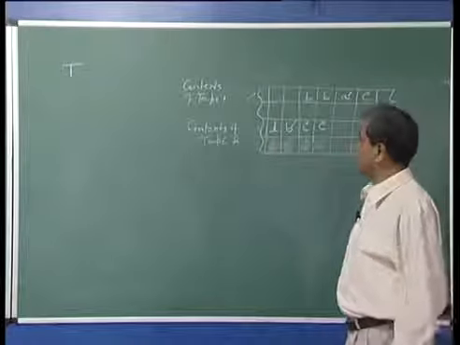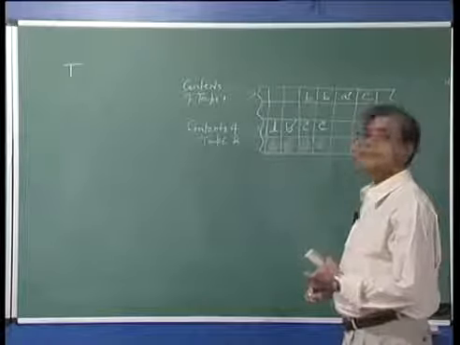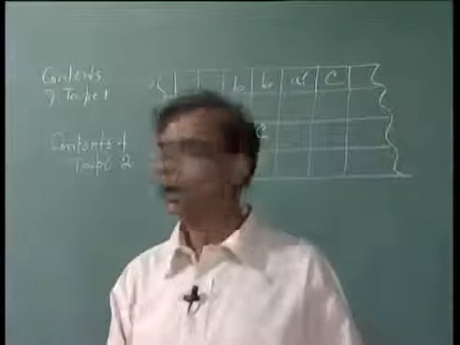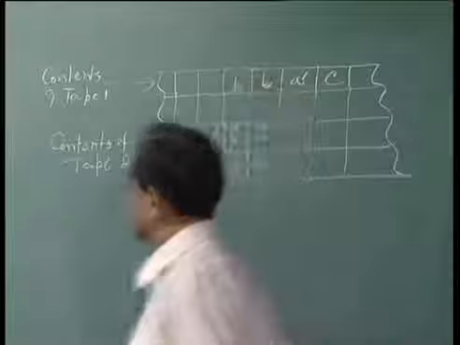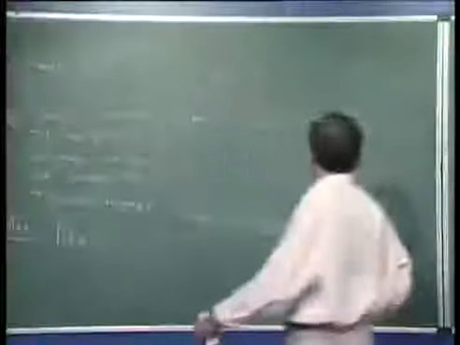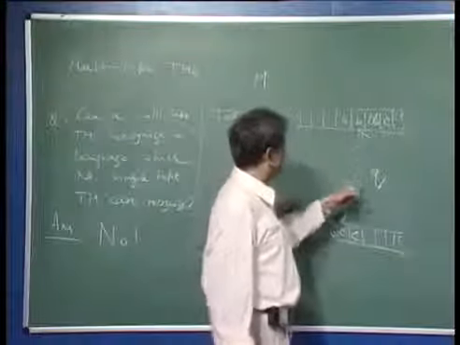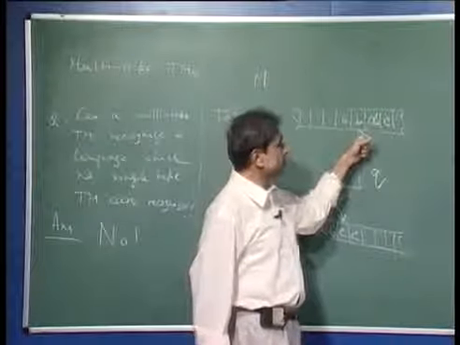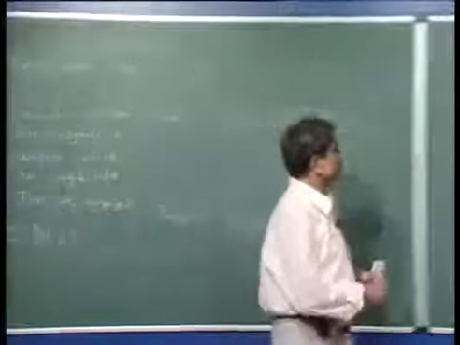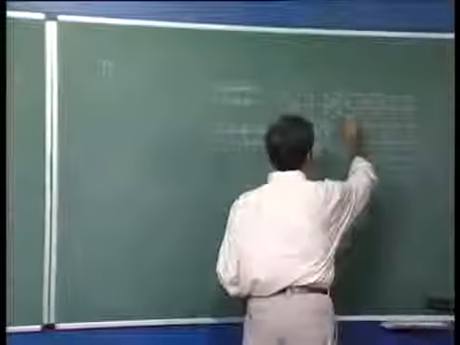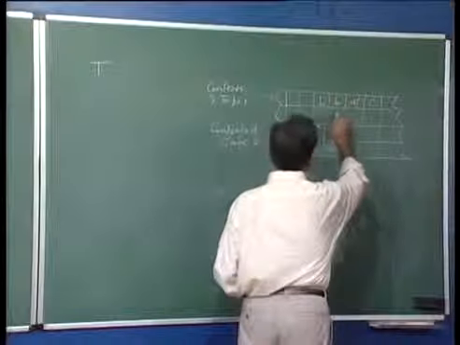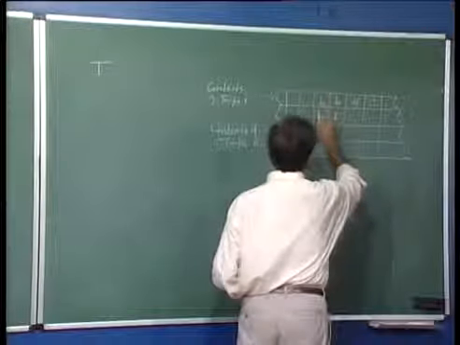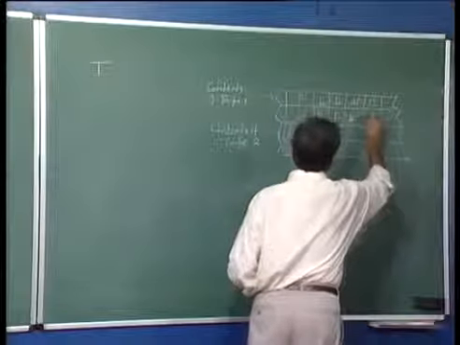Fine. But we also need to represent the positions of the head, right. So, in this example situation, the tape head of the first tape is scanning the symbol B, this B. So, this particular fact we can represent by a situation of this kind.